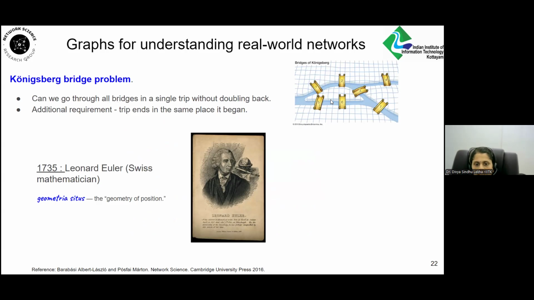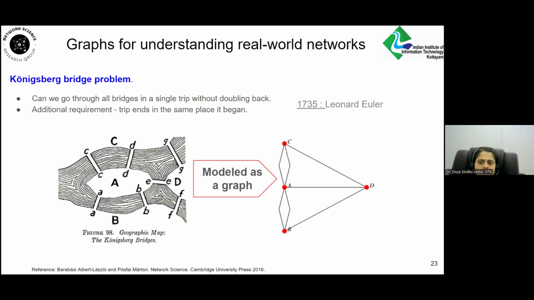What Euler did is that he put this problem into a paper in which he modeled this entire system as a graph. The land masses were considered as nodes, and whenever there are bridges connecting these nodes, edges were shown. Here you can see that multi-edges are there. Between C and A, there are 2 edges. A and B, again 2 edges. A and D, 1 edge. C and D, 1 edge. B and D, 1 edge. So we now have a simple representation, and with this simple representation he could solve this problem.